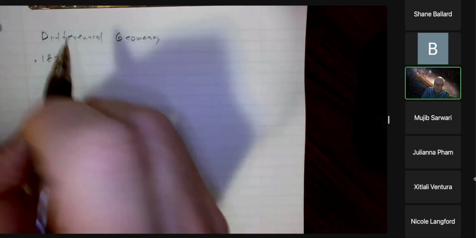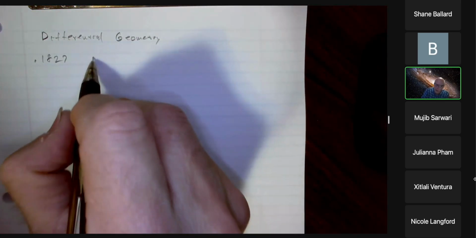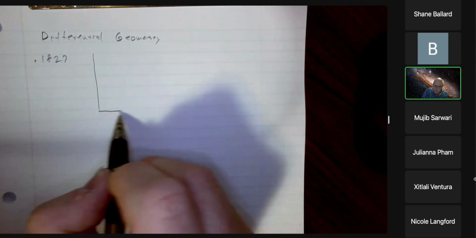In 1827, Gauss writes a very famous treatise. He does a couple of these, by the way, available on the internet. If you get a chance, I'll try to post them. Where he basically asks questions about curved surfaces and how they can be thought of as being embedded in higher dimensional space. So if you could think about something like this, imagine a hill.